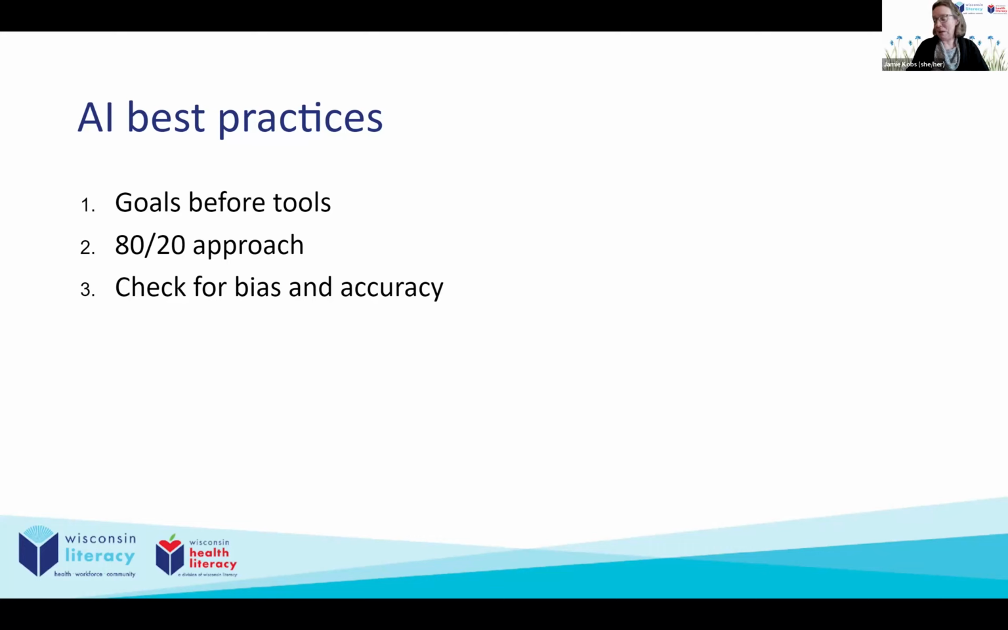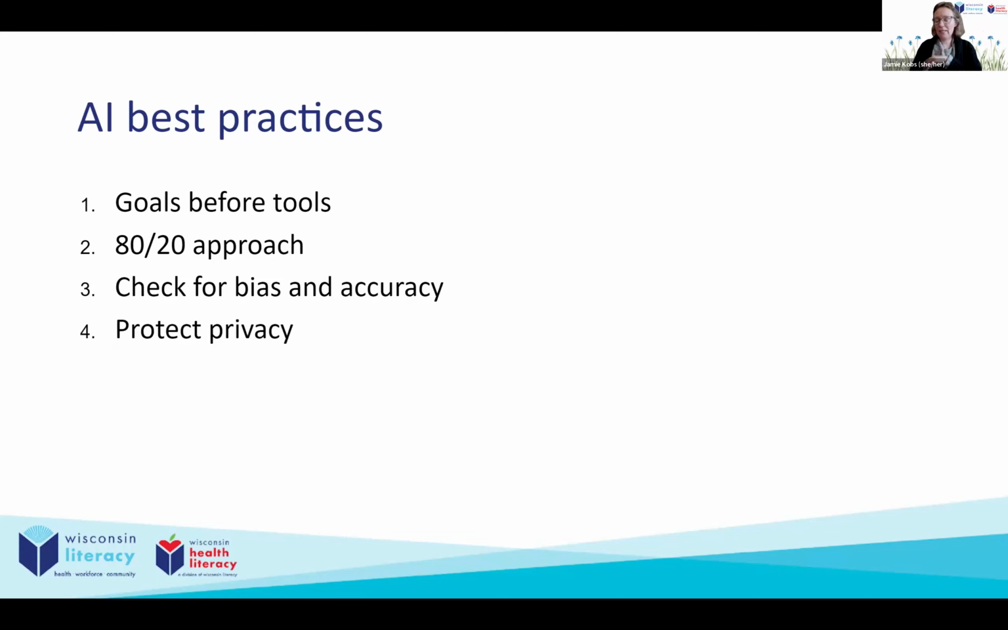And bias can come in many forms. For example, if you're using a paid version and you ask for images of people in a certain profession, a bias could look like it offering you only pictures of males in that profession or only pictures of white people in that profession. So we want to check for bias that way. Another form of bias I'll show you in just a minute is a bias of omission. So what AI leaves out of a text could also be a form of bias.